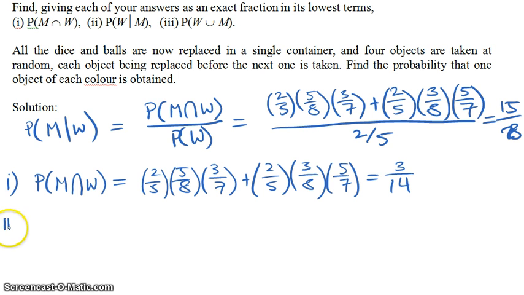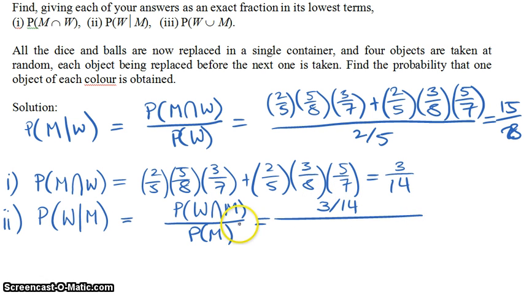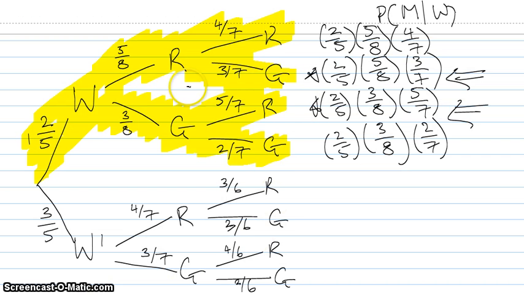Part 2, I'm asked to find the probability of W given M. So this is the probability of W and M divided by the probability of M this time. So we've just worked out the probability of W and M, that's 3 over 14. What's the probability of getting one ball of each colour? Let's go back to our diagram.